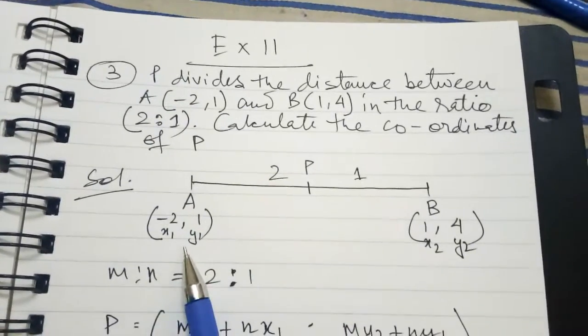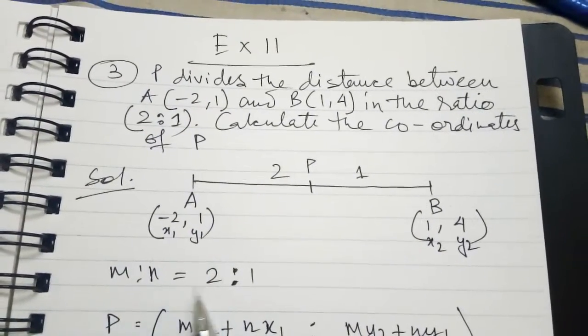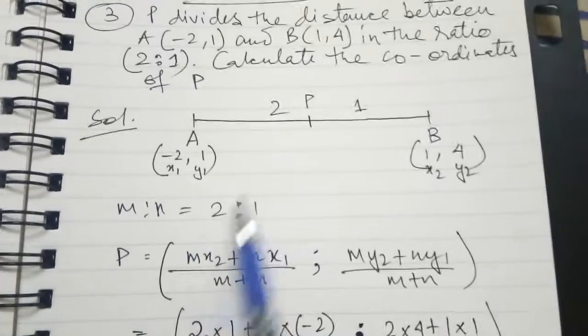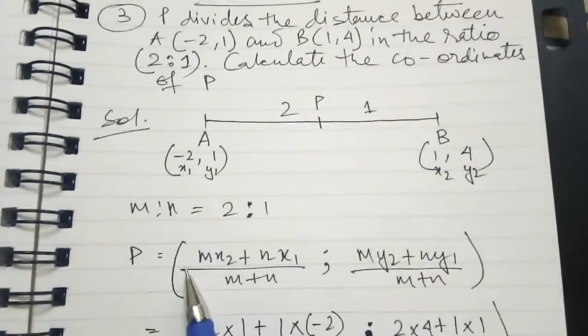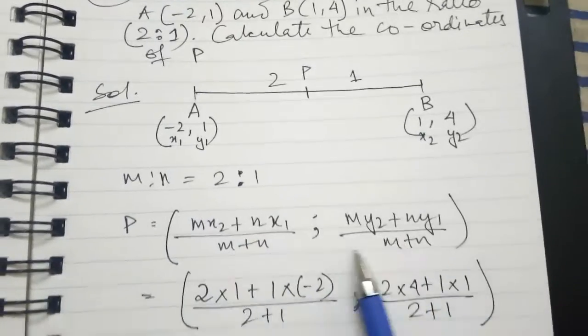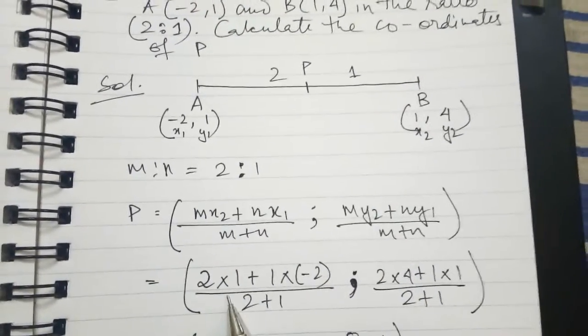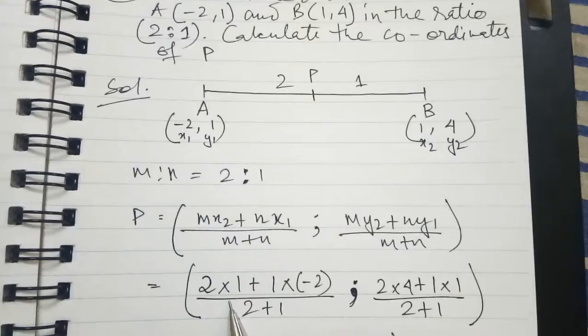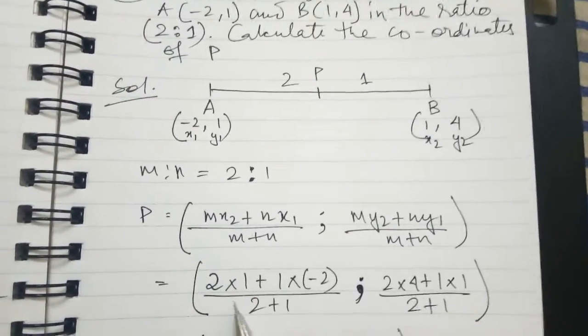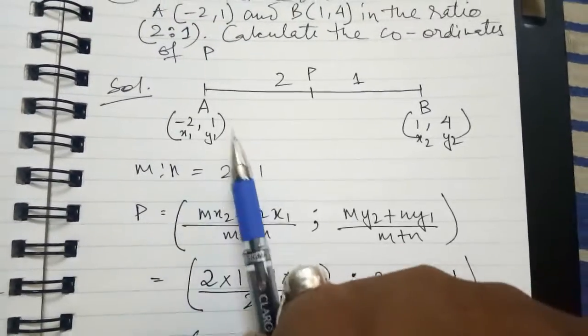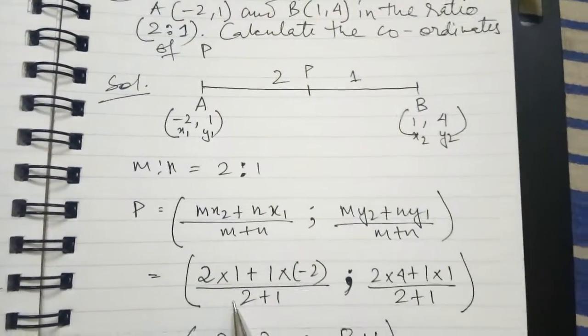So m is to n is 2:1, and we have to find the coordinates of P. They have told us to use the formula, that formula only. Now I'll substitute the values. When you put the values, you have to be very attentive while substituting the values of m, n, x1, x2, y1 and y2. Then from here I have substituted the values.